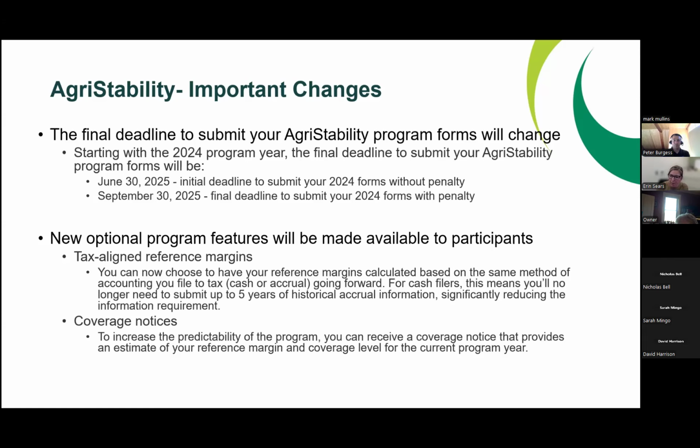I think it's a great tool in addition to the program, but just remember that if you go for that coverage notice, it is based on the information you're given and on those estimates. If something does change on your farm or in that program year, it might not line up totally, but it's a tool to help take some of the guesswork out of it. If there are producers on this call who are interested in either of those options, please reach out and I can get that paperwork to you and send it off to AAFC so you can participate in those features.